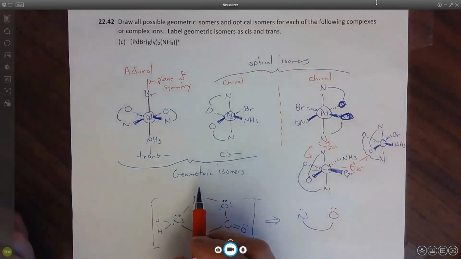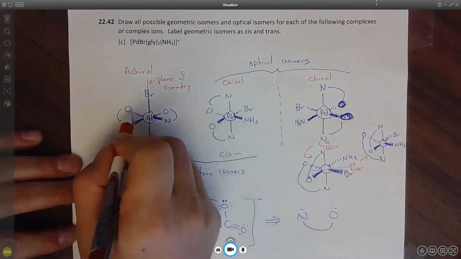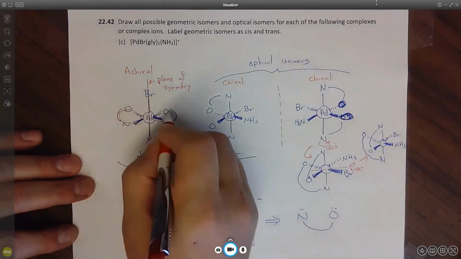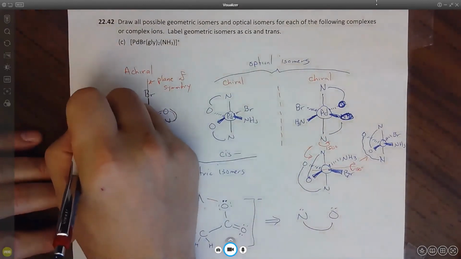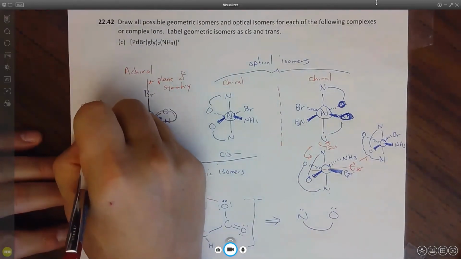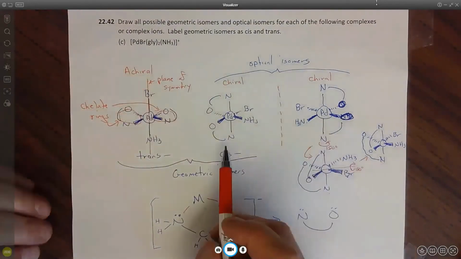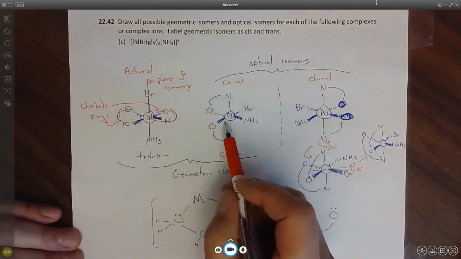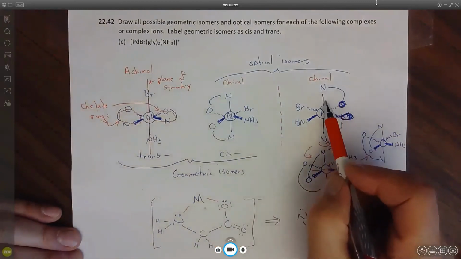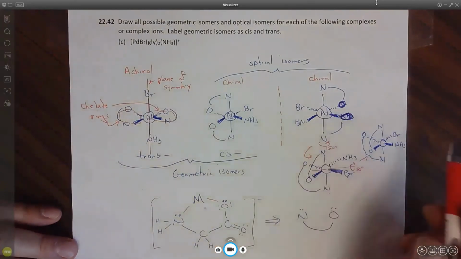And as far as chelate rings, well, here would be one chelate ring. Here would be a second chelate ring. And again, we can see there would be a chelate ring here, a chelate ring here, a chelate ring here, and a chelate ring here.